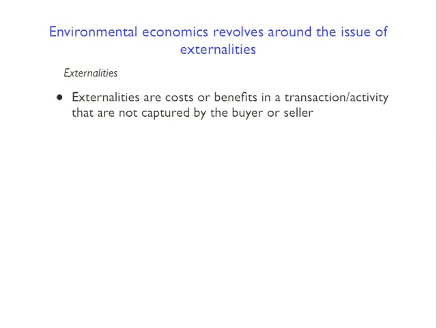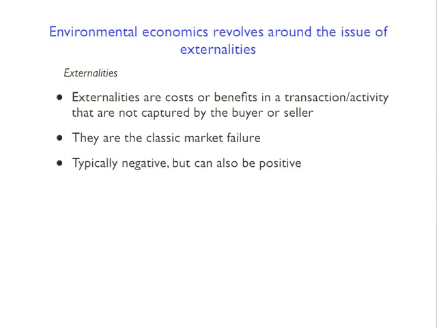And externalities, as hopefully all of you know, but just to review, are costs or benefits in a transaction or an activity that aren't reflected or captured by the buyer or the seller. So they're costs or benefits that essentially accrue to some third party who isn't actually involved in the transaction. Usually when you start talking about market failures, this is one of the first examples you'll see in an economics class. Typically, we think of externalities as being negative, but there are such things as positive externalities as well.